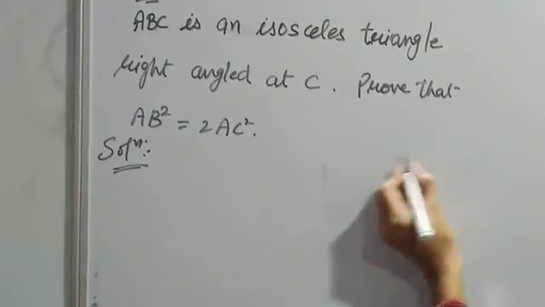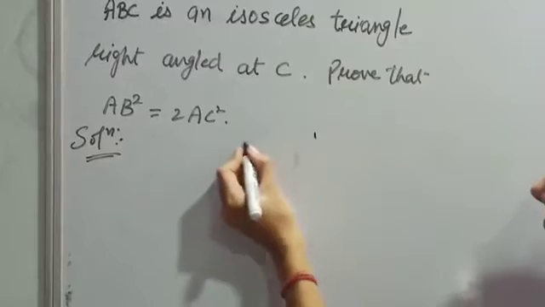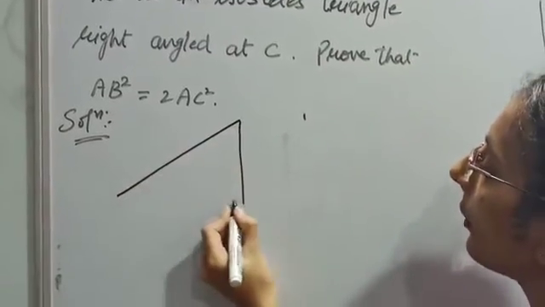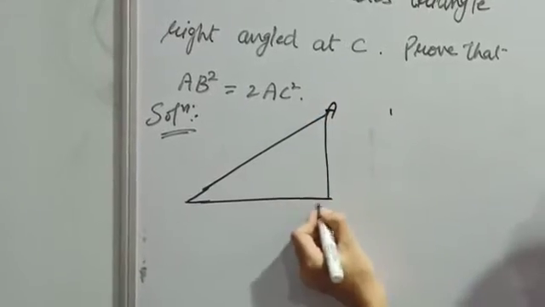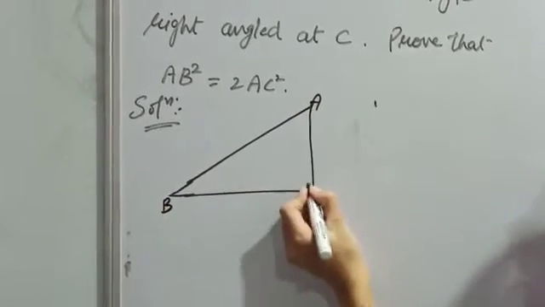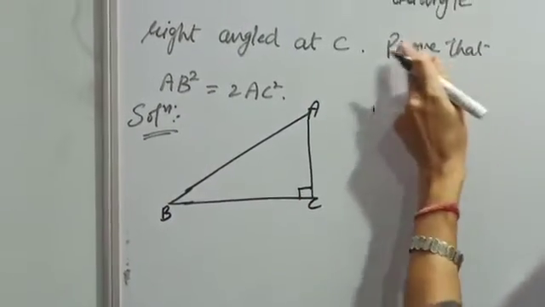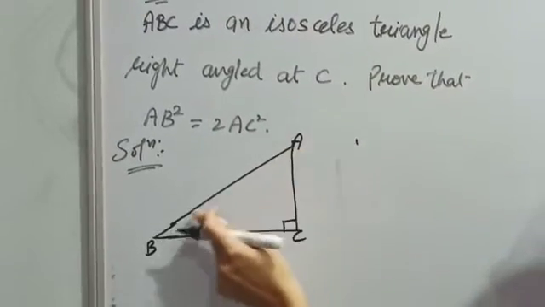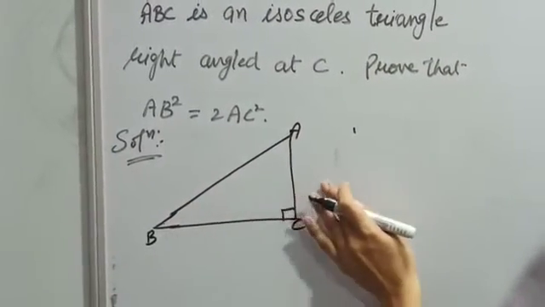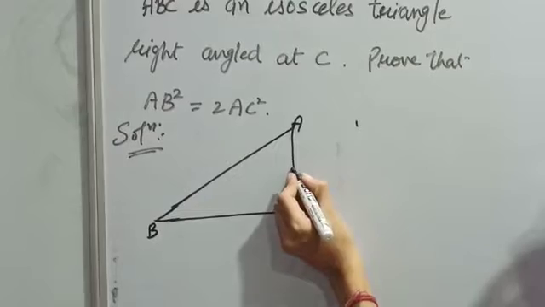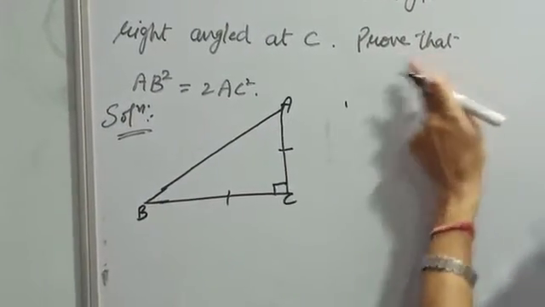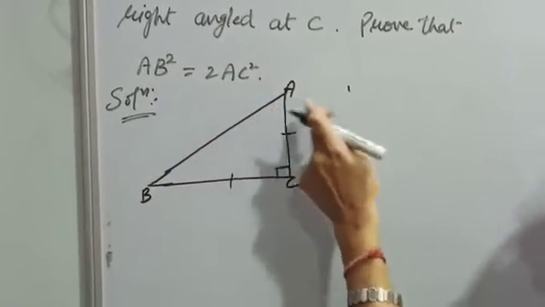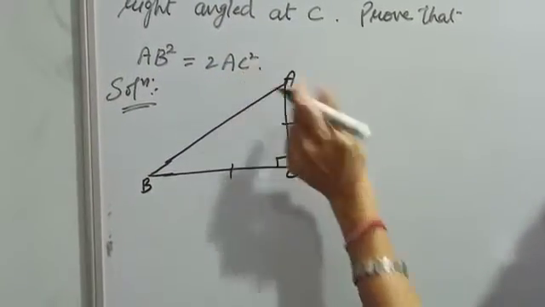So by the given condition, we will draw the diagram as a right angle triangle with the right angle at the point C. They are saying it is isosceles. Hypotenuse is the longest side of the right angle triangle. So this implies obviously perpendicular and base are equal to each other. They are saying prove that AB square is equal to 2 times AC square. This we want to prove.